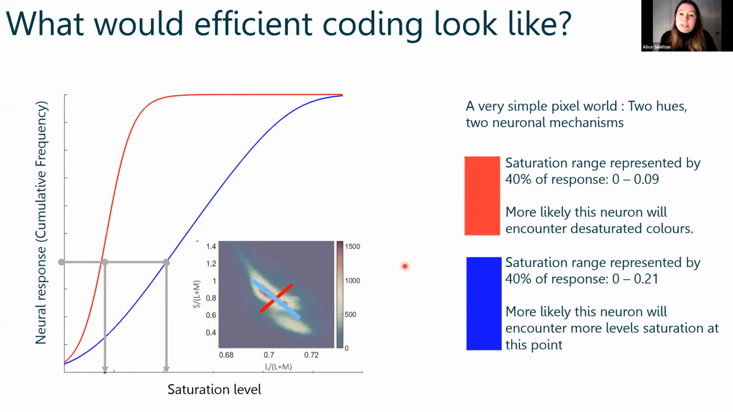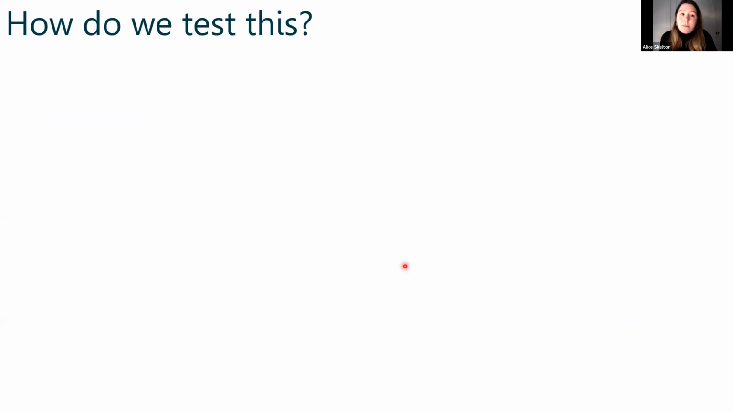So how would we test this idea that we are efficiently coding our environment, so that our perception lines up in an efficient coding way with what is out there in the world?